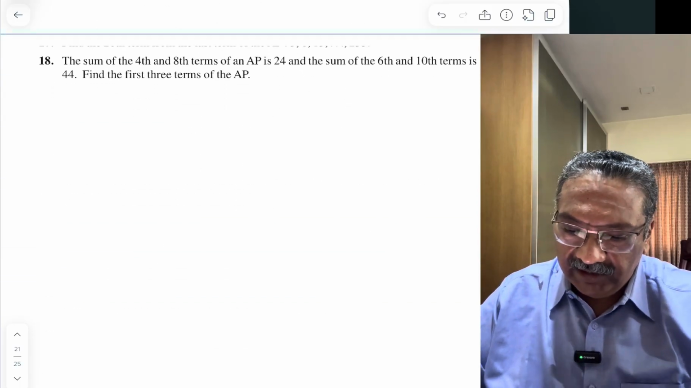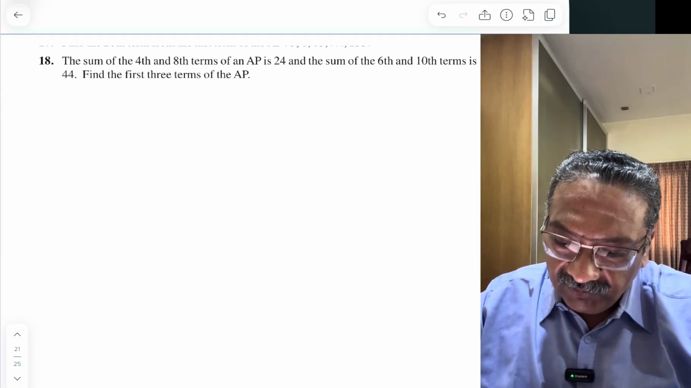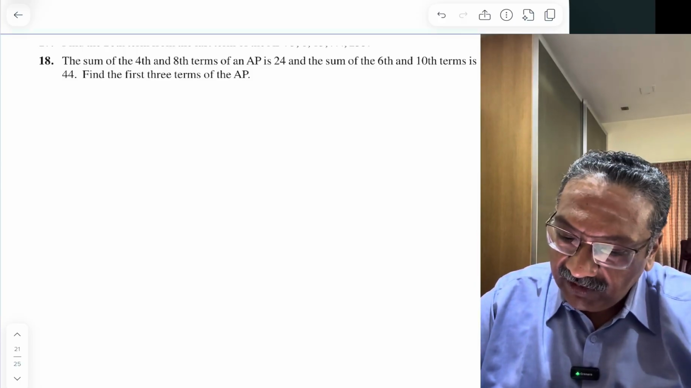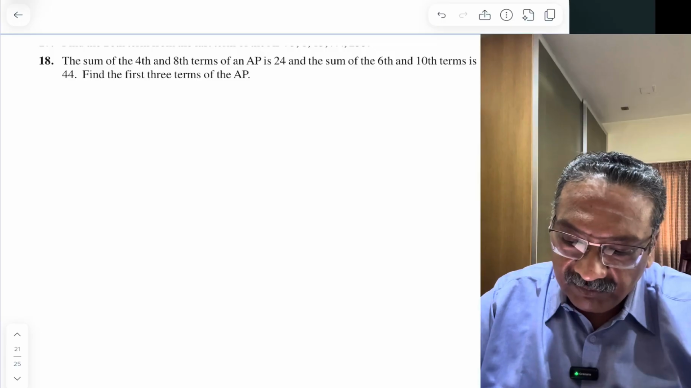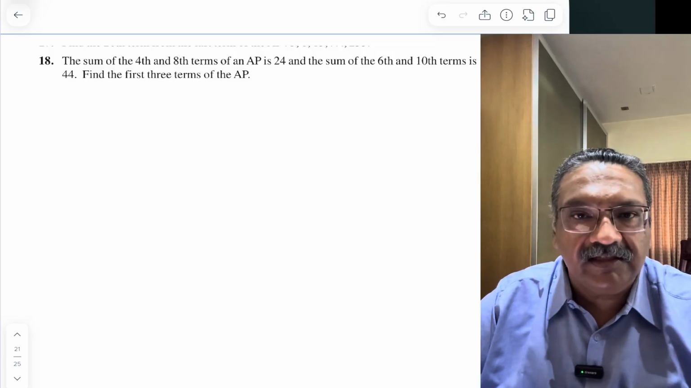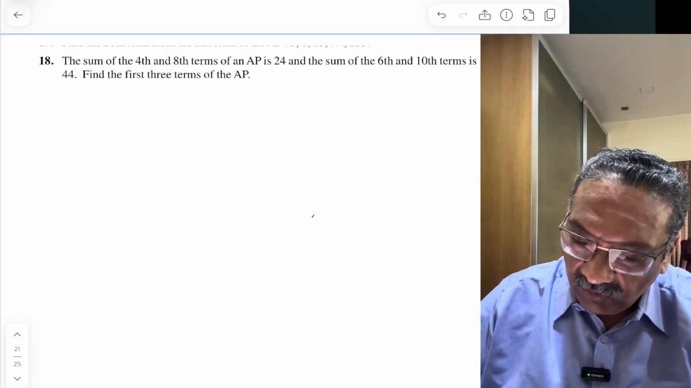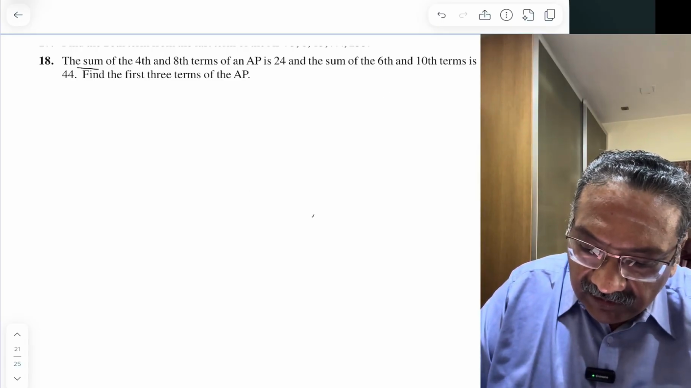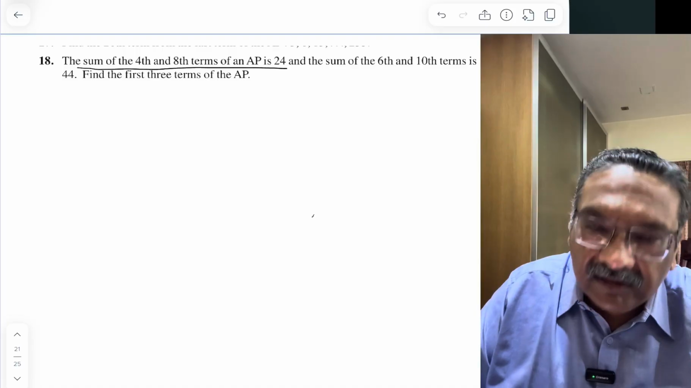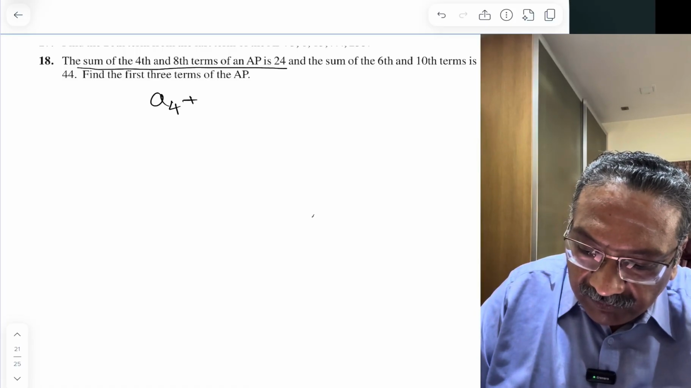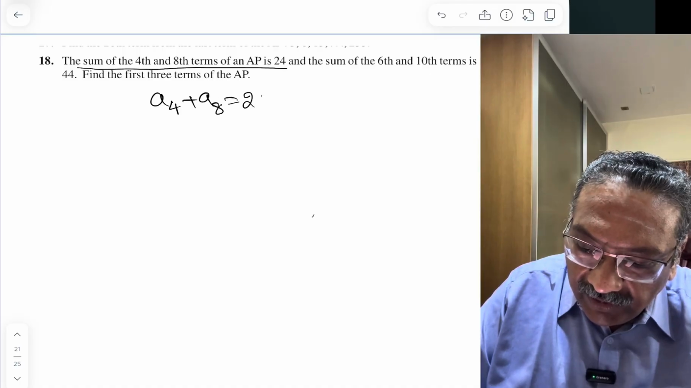Let us come to the 18th question. The sum of the 4th and 8th terms of an AP is 24 and the sum of the 6th and 10th term is 44. Find the first 3 terms of the AP. So let us write this mathematically. What does the first portion say? The sum of the 4th and 8th terms of an AP is 24. Mathematically that means A4 plus A8 is equal to 24.